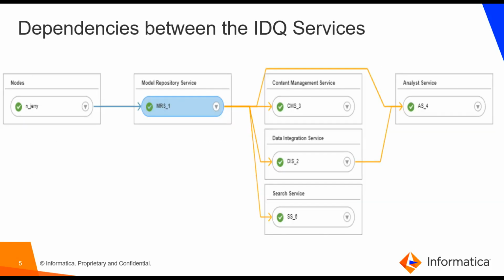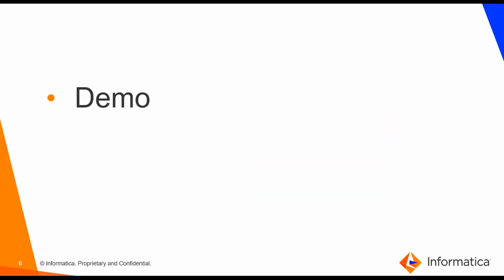The dependencies between these IDQ services are depicted in the screenshot here. We create a node on top of which we create a MRS. The content management service, DIS, and search service are directly dependent on the MRS. The analyst service is dependent on both the MRS and the DIS to function. Let me give a quick demonstration on creating all these 5 services.